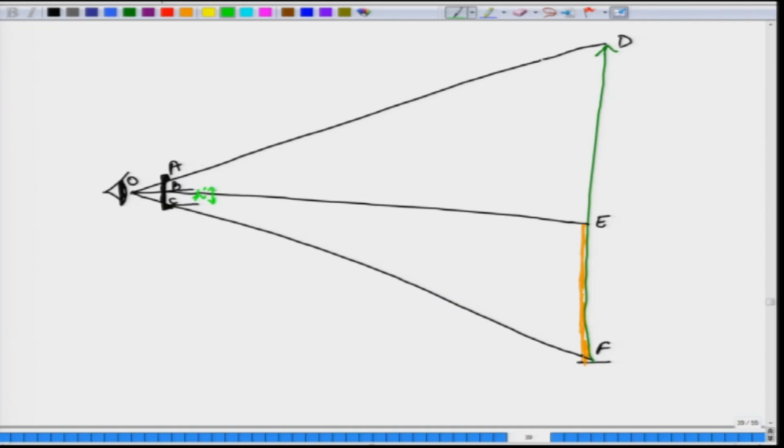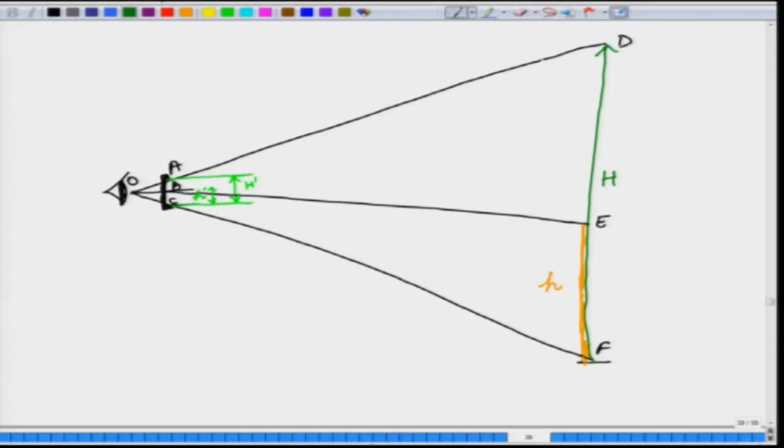The length of the hypsometer, which is this much, let us represent it as capital H prime. The length of your rod is small h and the height of the tree is capital H.